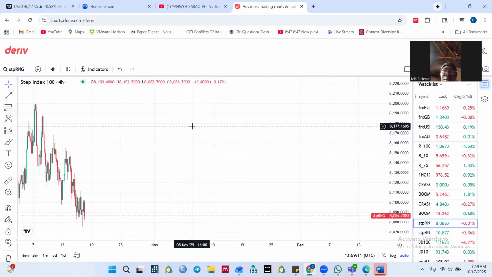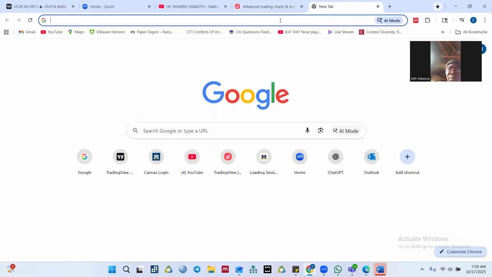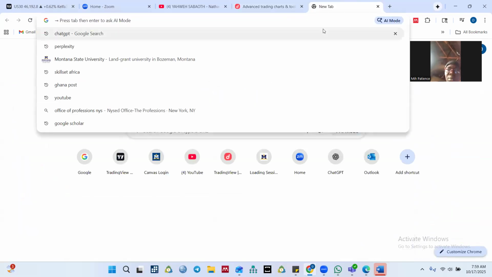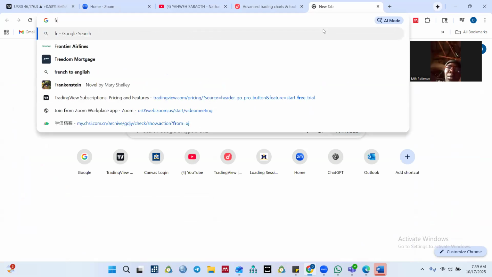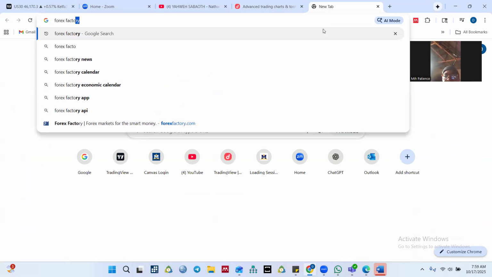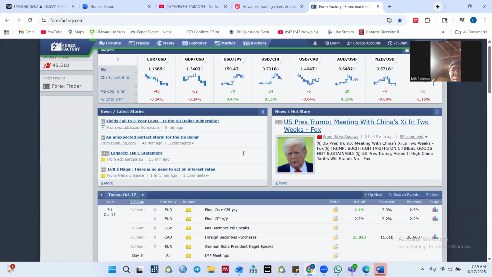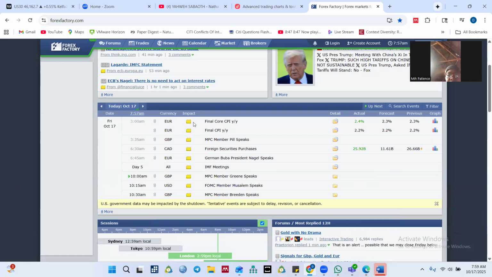Forex Factory or those things. Yeah, you need Forex Factory, Bloomberg, but Forex Factory is fine. You can just go to Google. You can also download the app. This is Forex Factory. So that helps you to track the news.